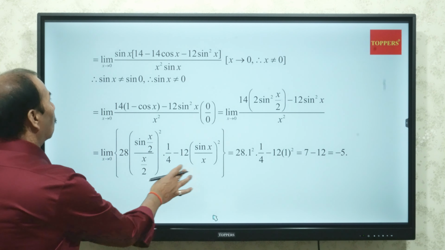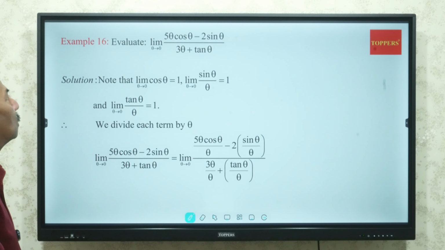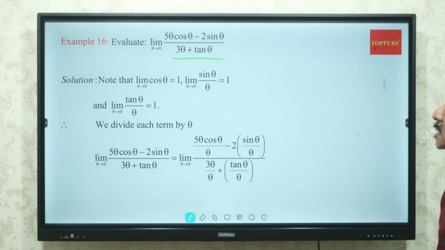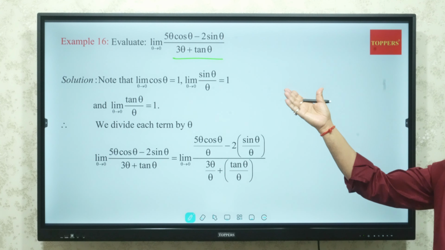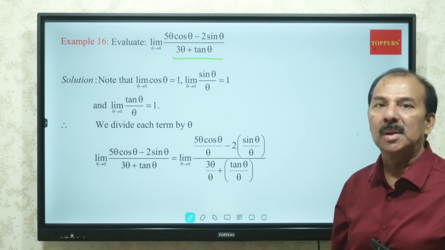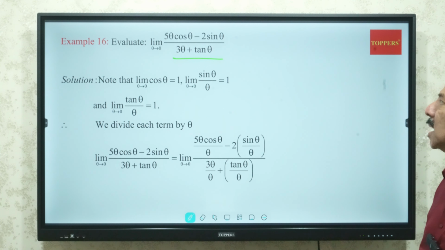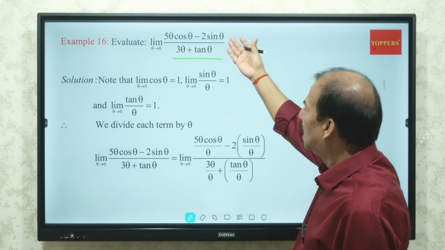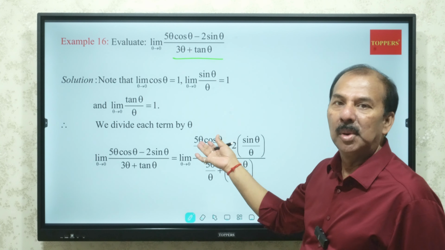Now let us see the next question. We have 5 theta minus 2 sin theta upon 3 theta plus tan theta when theta tends to 0. So if you see, the problem itself gives you the solution. Most of the things are in the standard form, tan theta upon theta, sin theta upon theta. Those are the standard limiting forms. So we can just divide the numerator and denominator by what? Theta.